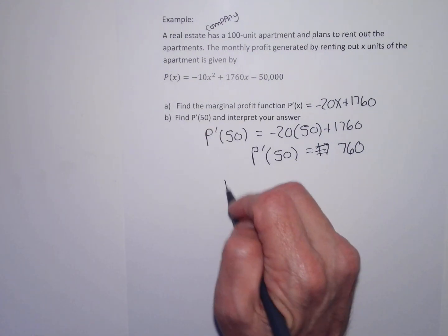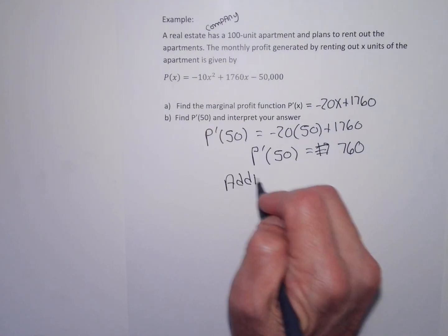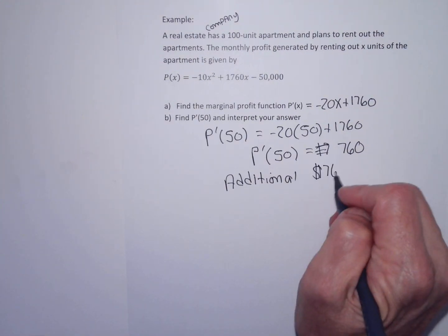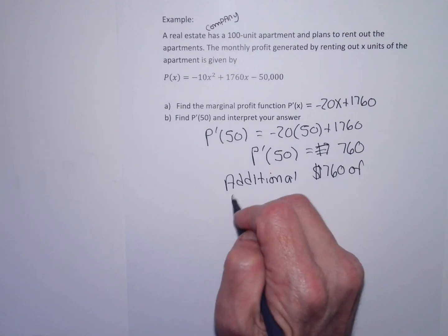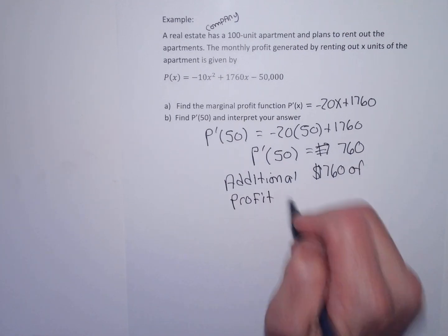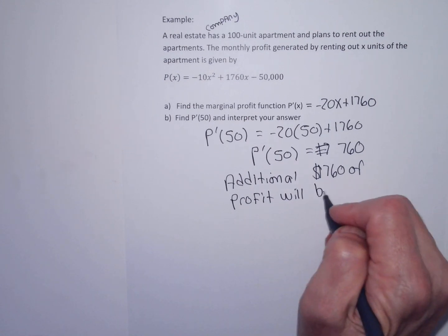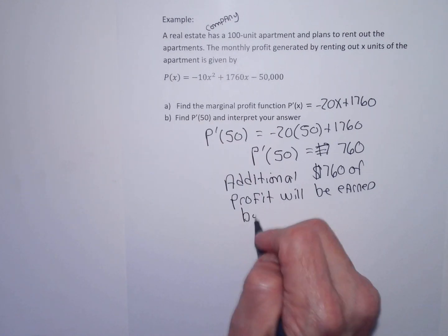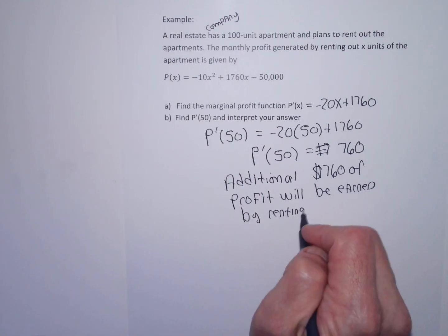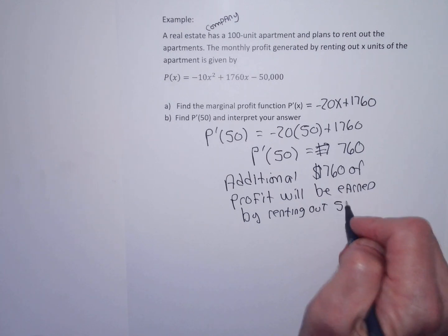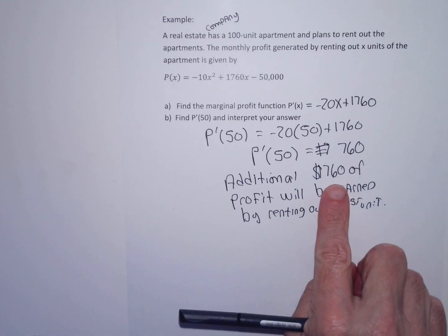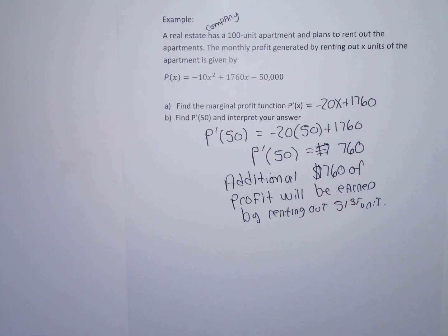And this tells me that when they rent out the next unit, they're going to make $760. So an additional $760 of profit will be earned when renting out the next unit. So by renting out the 51st unit, it's definitely worth their time to rent that out. If the marginal profit was negative, then it wouldn't be worth renting out that unit, to be losing money on renting it.